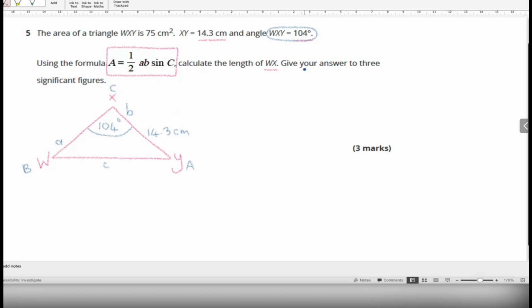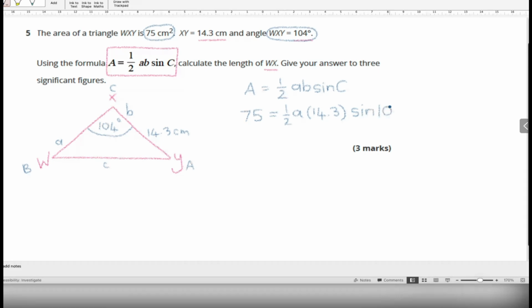Now we have the area formula. I'm going to rewrite it. Area is equal to a half multiplied by side A, multiplied by side B, multiplied by the sine of C. We know that the area is 75 centimeters squared. That's given, so we can substitute this value in. A is just going to remain A because we don't know the value of that side. We have side B, which we know is 14.3, and we also have angle C, which is 104. So now we only have one unknown, and that is the letter A.